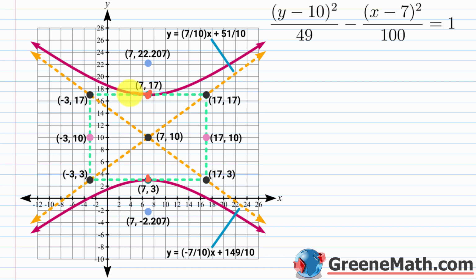In terms of drawing this guy, again, here's your vertex and here's your vertex. So we'll just sketch this like this, and that like that. And then this one right here would sketch like this, and this like this. So again, each branch is going to be drawn to where it approaches the asymptotes, but they don't touch.